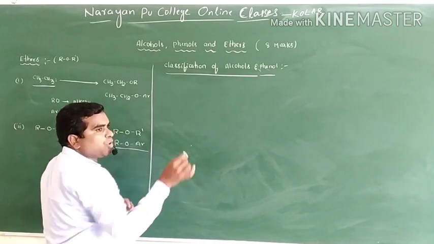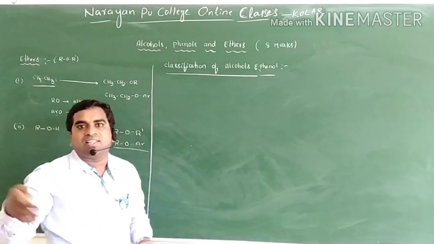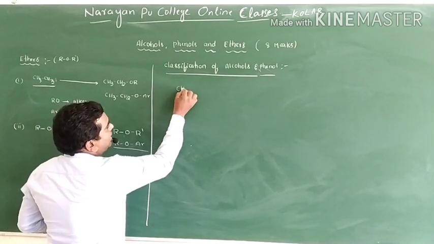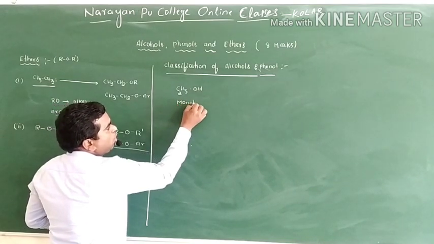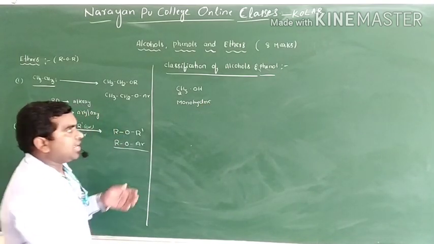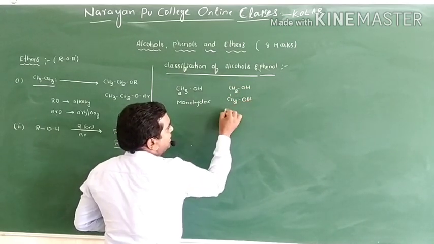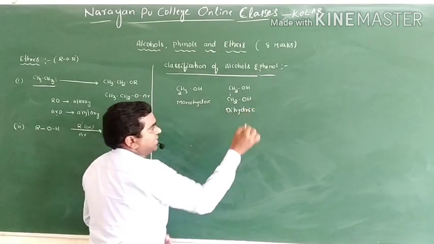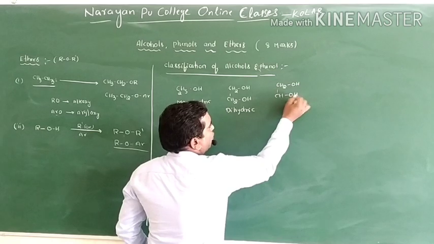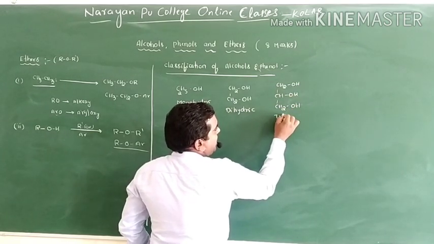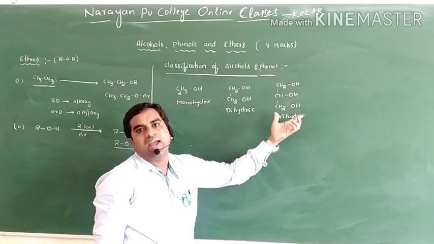Suppose the compound is containing one OH group, that we will call a monohydric alcohol; two OH groups, dihydric; and three OH groups, trihydric. Simple. If you take ethanol, C2H5OH, this compound is having one OH group, so that's why it is a monohydric alcohol. If the compound contains two OH groups, we will call it dihydric. In the same way, a compound containing three OH groups we will call trihydric. Monohydric alcohol, dihydric alcohol, trihydric alcohols.